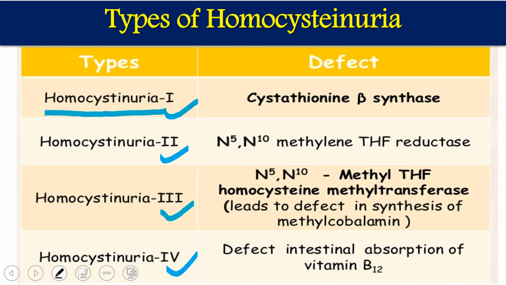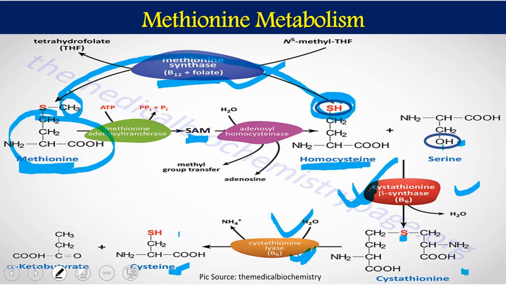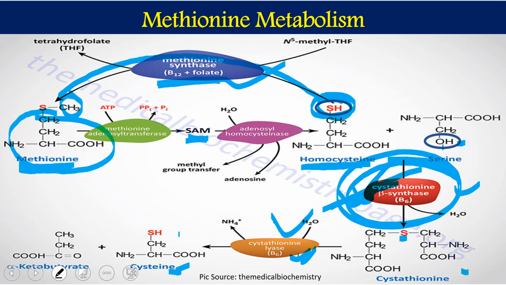Out of all four types, the most important, or you can call it the classical type of homocystinuria, is type 1, where we are having a genetic defect for the enzyme called cystathionine beta synthase. If we see the previous pathway, the main important enzyme for homocysteine utilization is cystathionine beta synthase. So if we are having a genetic defect of this particular enzyme, that is going to lead to type 1 homocystinuria, also called the classical type of homocystinuria.